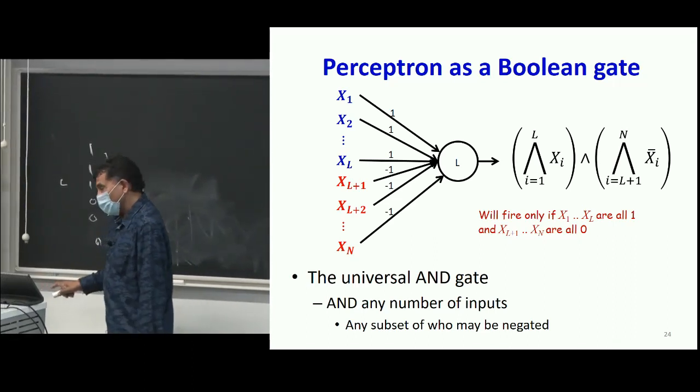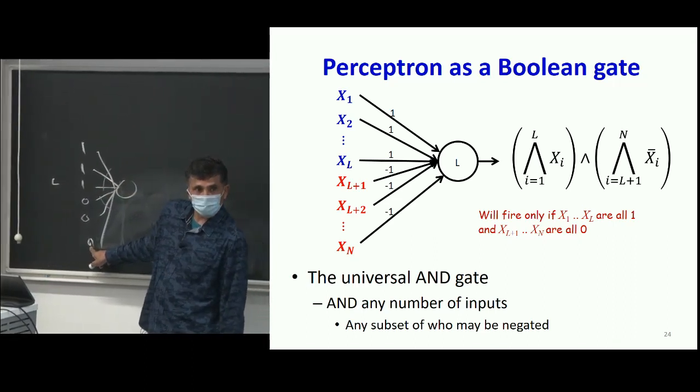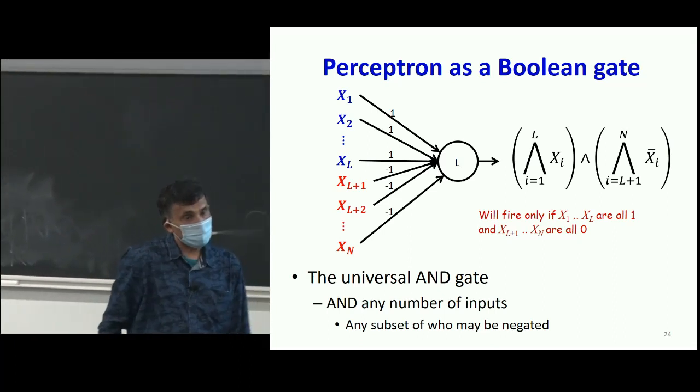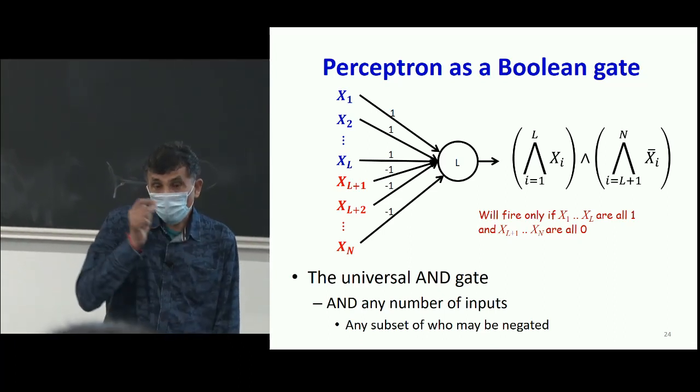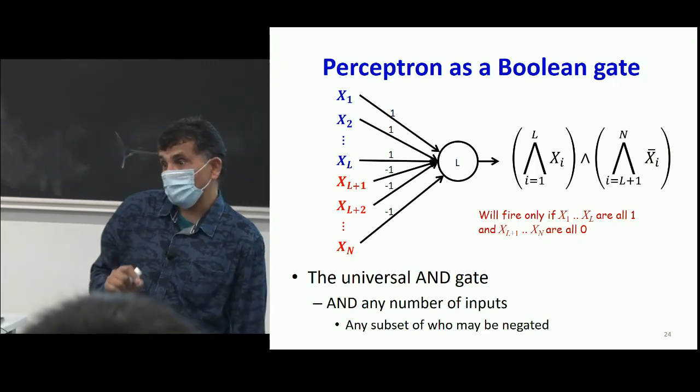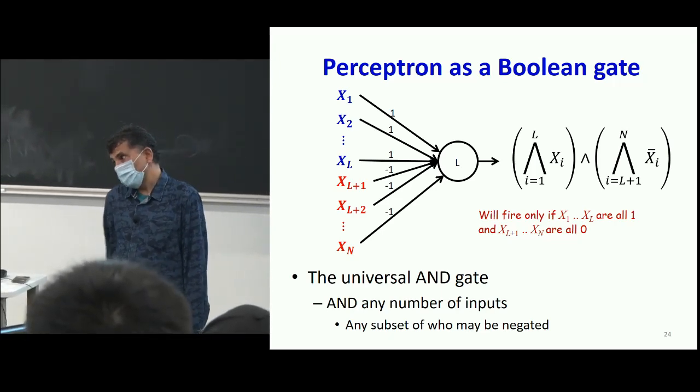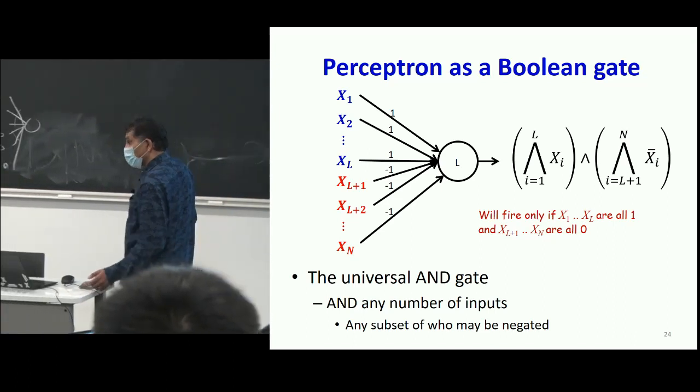Now what happens if I flip one of these guys? Less than L. What happens if I flip one of the higher guys? Again, less than L. This only fires under the very specific condition that the first L are 1 and the second L are 0, right? So this is a universal AND gate.